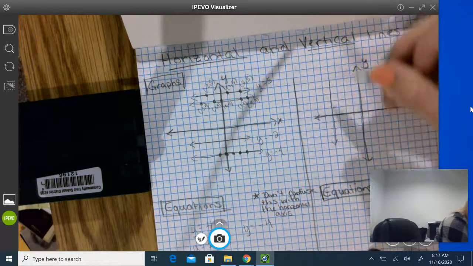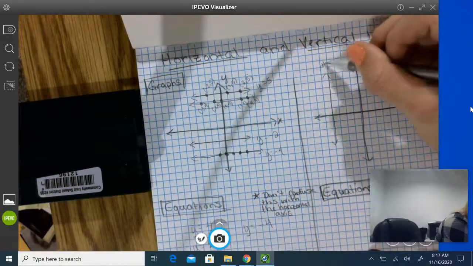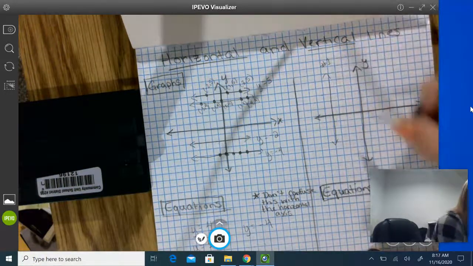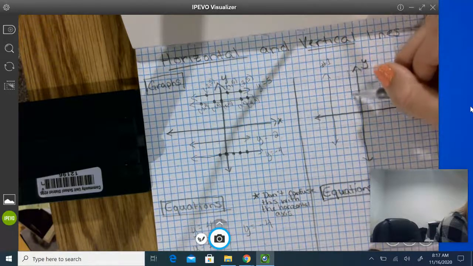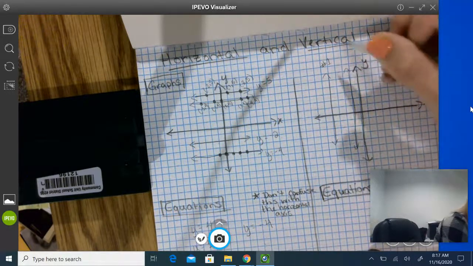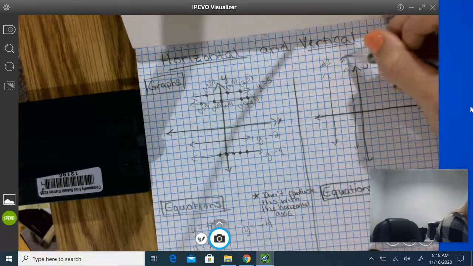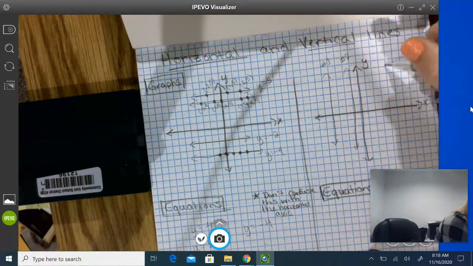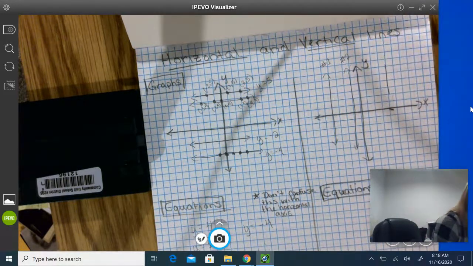So this is going to be my line. I'm going to call that number 1 because I drew that first. Here's another example. Okay, there's my line number 2. Okay, and then I'll do a third one over here. Oops, broke my pencil.